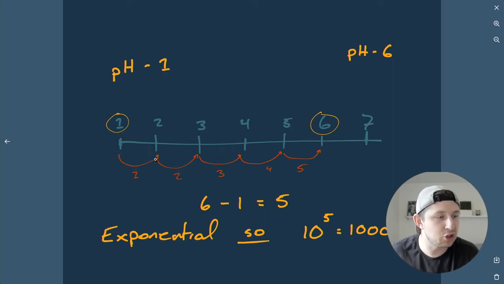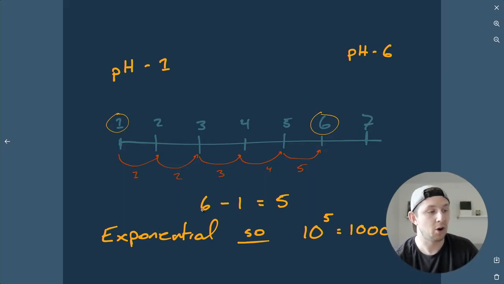If we were to count the jumps, 1, 2, 3, 4, 5, this doesn't mean that a pH of 1 is 5 times stronger. It's in fact 1 times 10 to the power of 5. So 100,000. The other way we could have done that is we could have said a pH of 6 minus a pH of 1 gives us 5. That's what we put up here as our exponent. So 1 times 10 to the power of 5 gives us 100,000.